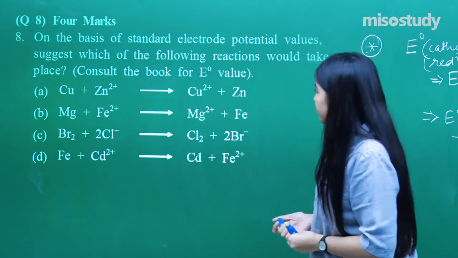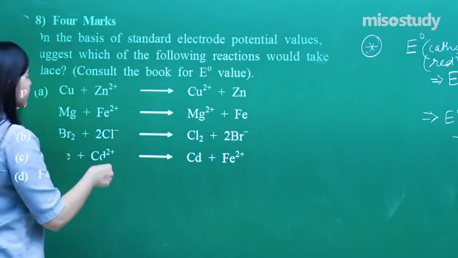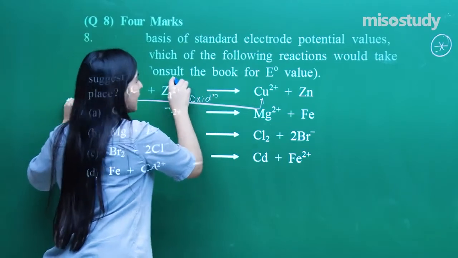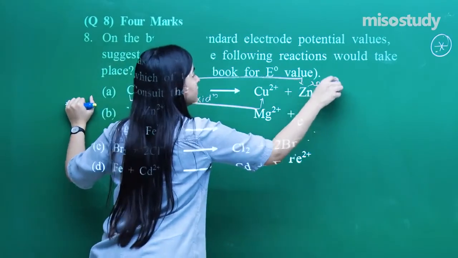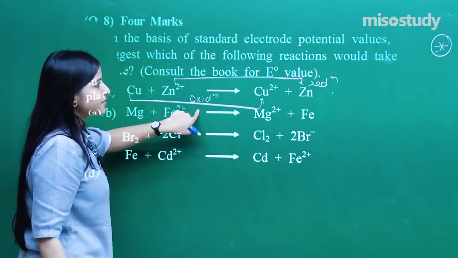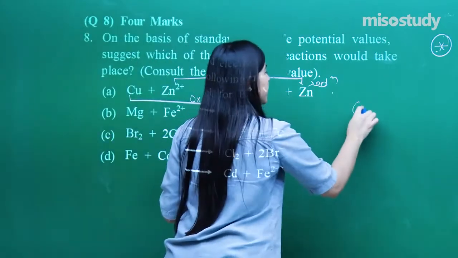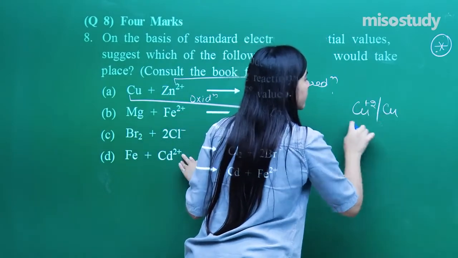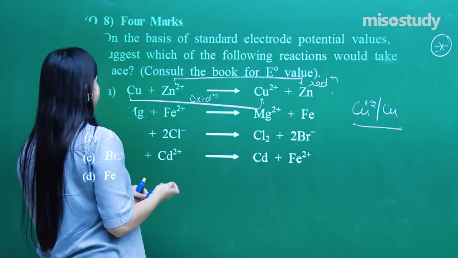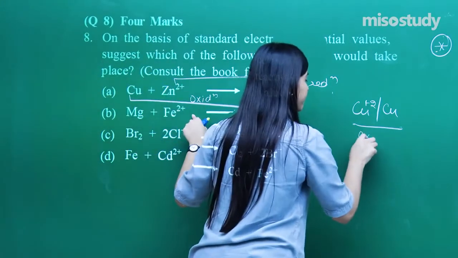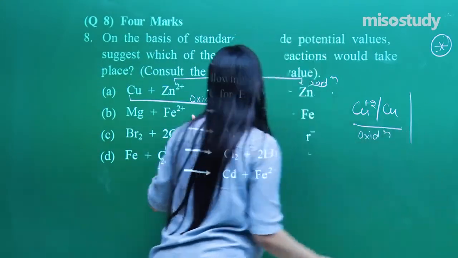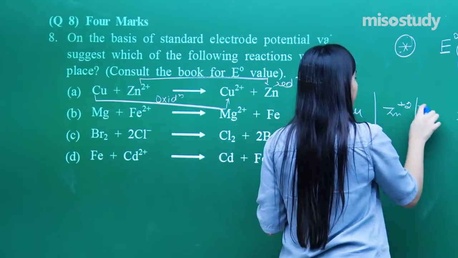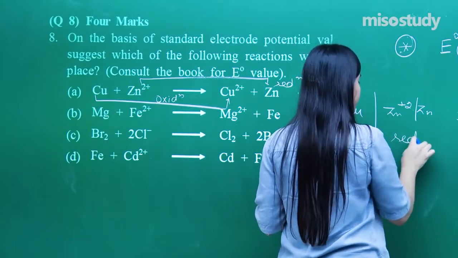Copper plus Zn2+. Now first of all, what is the oxidation and what is the reduction process? See here, this is the oxidation and this is reduction, right? That means copper to Cu2+, this one we will be taking as the oxidation process, and Zn2+ to Zn we will be taking as the reduction process, right?